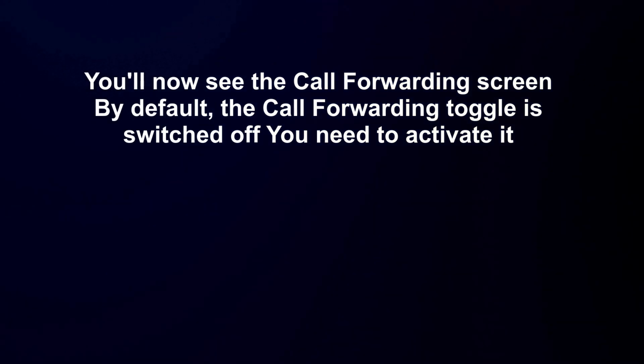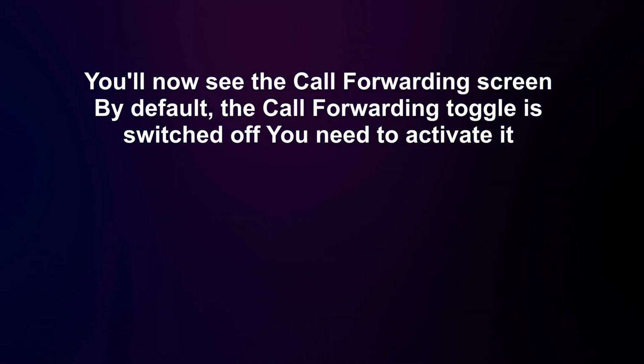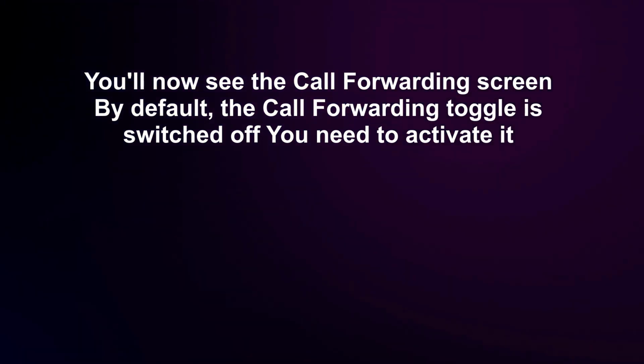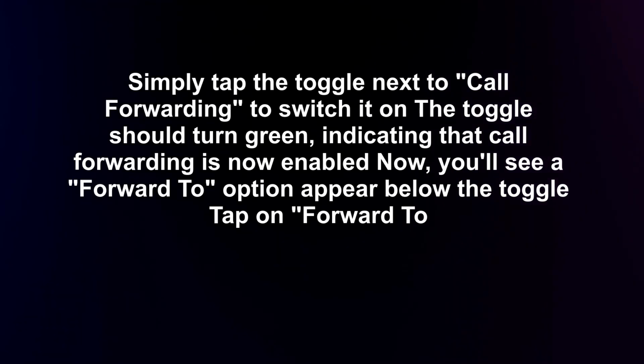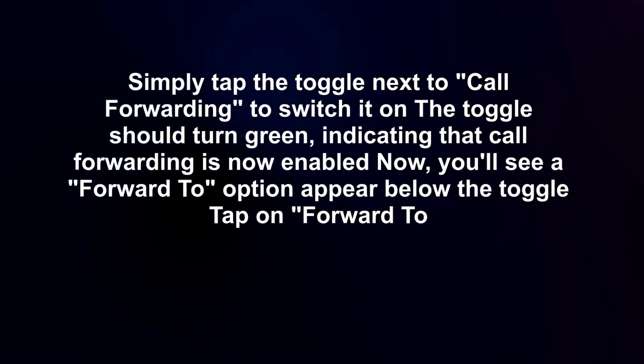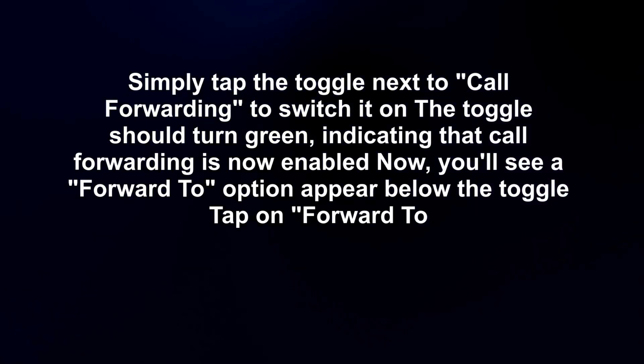You'll now see the call forwarding screen. By default, the call forwarding toggle is switched off. You need to activate it. Simply tap the toggle next to Call Forwarding to switch it on. The toggle should turn green, indicating that call forwarding is now enabled.